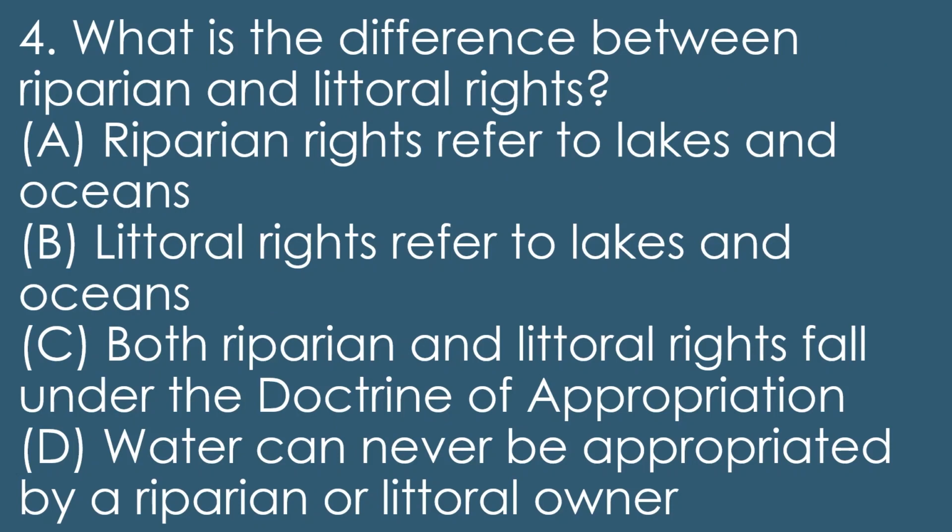What is the difference between riparian and littoral rights? A, riparian rights refer to lakes and oceans. B, littoral rights refer to lakes and oceans. C, both riparian and littoral rights fall under the doctrine of appropriation. D, water can never be appropriated by a riparian or littoral owner.